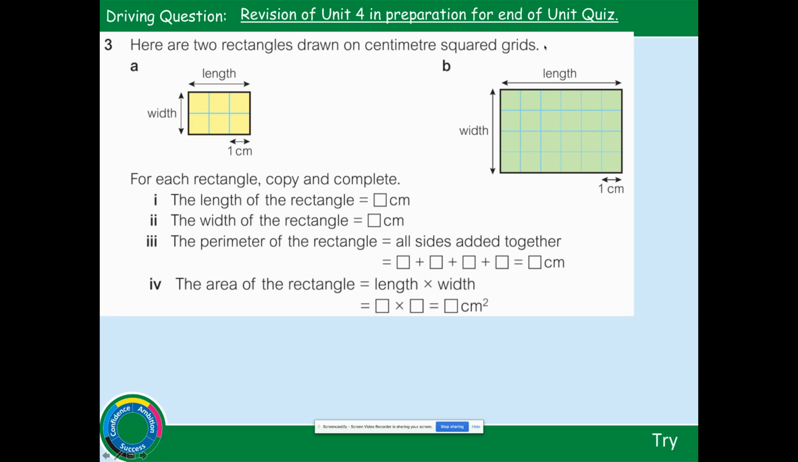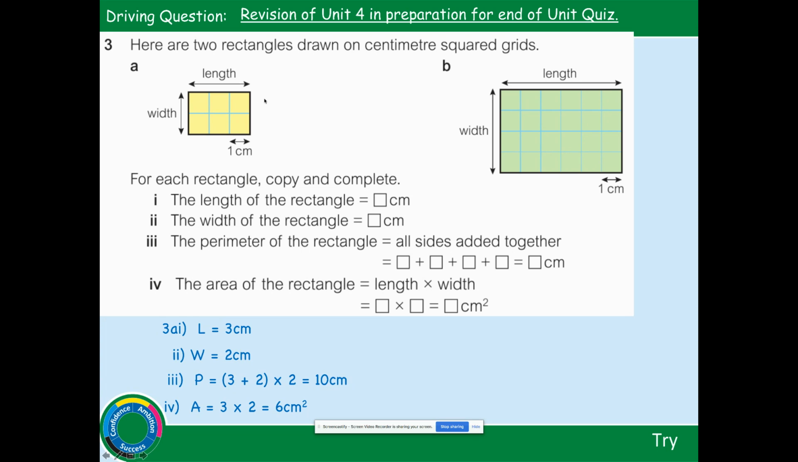The length here is 1, 2, 3. No, I'll put it down there. The width is 1, 2. So the perimeter is our part 3 to answer. We've got 3, add 2, and then we've got 3, add 2 again. So I like to do it as 3, add 2 times 2. So 3 add 2 is 5, times 2 is 10. The area is our length times our width. So 3 times 2 is 6 centimetres squared. And you could actually count to see there are 6 squares there.